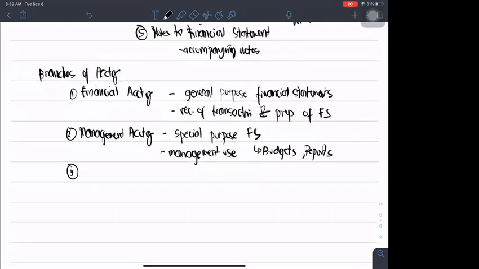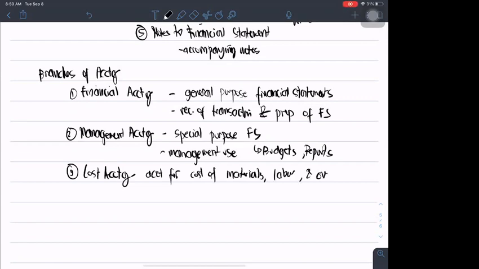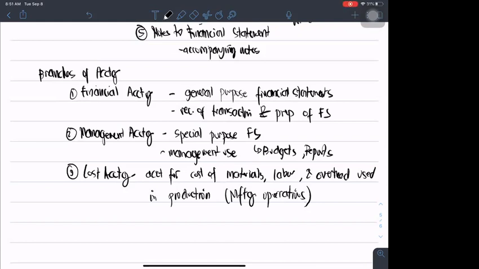Third branch of accounting is your cost accounting. So in your cost accounting, we are to account for your cost of materials, labor, and overhead used in production. Okay, so generally, you only use cost accounting for manufacturing operations. A while back, we already said what the items for manufacturing are. What do we do in manufacturing? From raw materials, we convert them into finished goods. And generally, before you convert them into finished goods, you will incur these costs. What are those costs? Cost of materials, cost of labor, and cost of overhead.